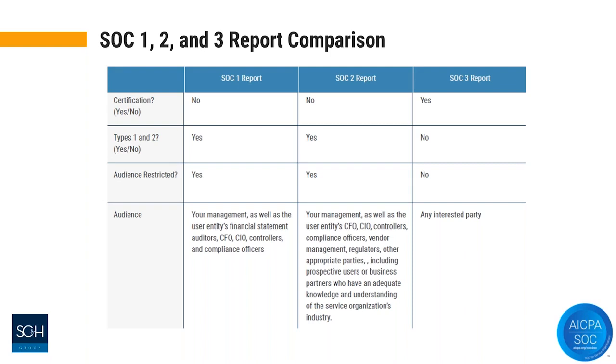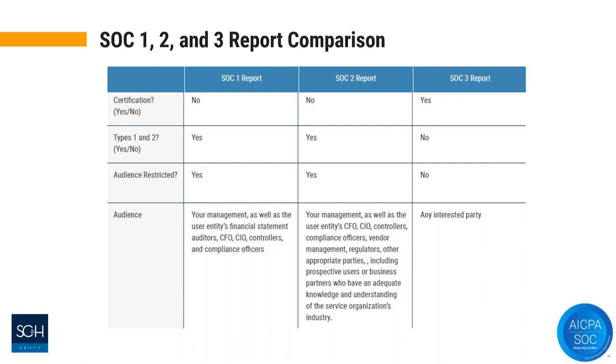The SOC 1 and SOC 2 reports have that option of being either type 1 or type 2, whereas the SOC 3 report, because it is general use, only has the applicability of a type 2 report over a period of time. I think we've touched on the restricted audience a few times, but again, the overall audience does differ significantly across the reports.